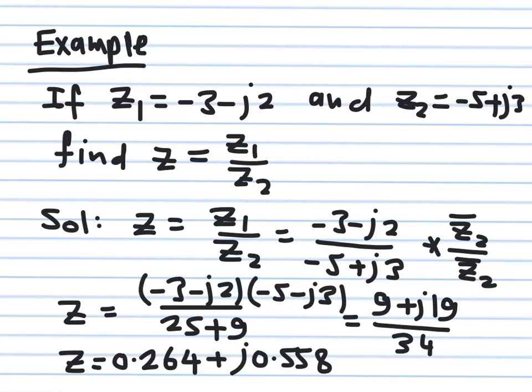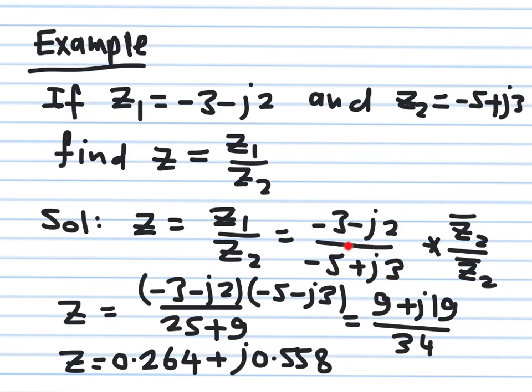Let's have an example. We have two complex numbers. Z1 is minus 3 minus J2, and Z2 is minus 5 plus J3, and we would like to divide Z1 by Z2. Well, we're going to do it first using rectangular form, and then we're going to repeat it using polar form. So, rectangular form, you divide Z1 by Z2, so minus 3 minus J2 over minus 5 plus J3.